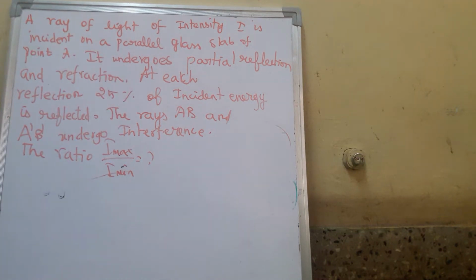The rays AB and A prime B prime undergo interference, அப்படினா what will be the ratio of I maxima by I minima கேக்குறாங்க. So question நான் திரும்ப வாசிச்சிட்டு ஃபிகர் போடுறேன். இத அழிச்சிட்டு தான் போட முடியும்.